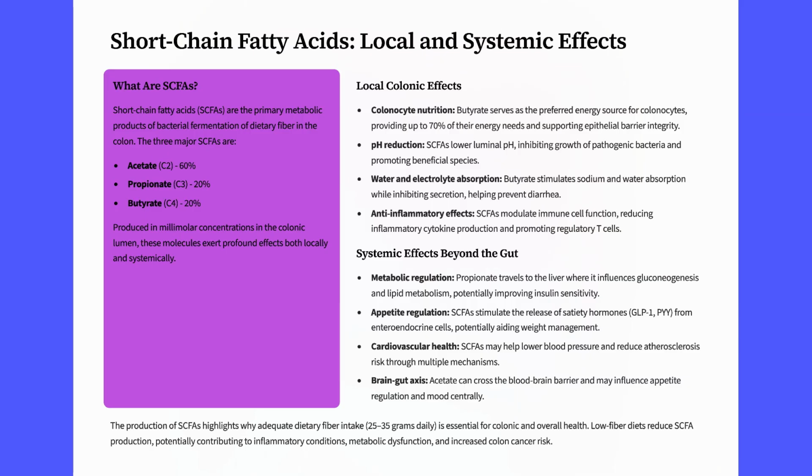Short-chain fatty acids have both local and systemic effects. Local effects in the colon include serving as the primary energy source for colonocytes, maintaining the intestinal barrier, and having anti-inflammatory properties. Systemic effects include butyrate improving insulin sensitivity and glucose metabolism, propionate being metabolized in the liver and affecting cholesterol synthesis, and acetate entering systemic circulation and influencing appetite regulation. The clinical implication is clear. Adequate dietary fiber intake, typically 25 to 30 grams daily, is essential for optimal short-chain fatty acid production.